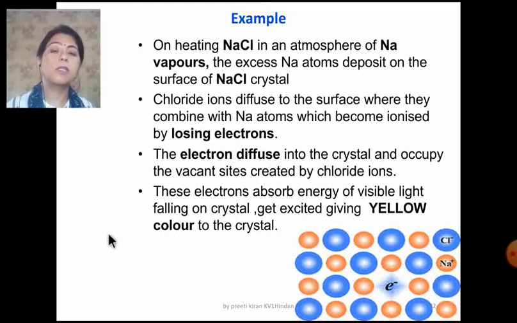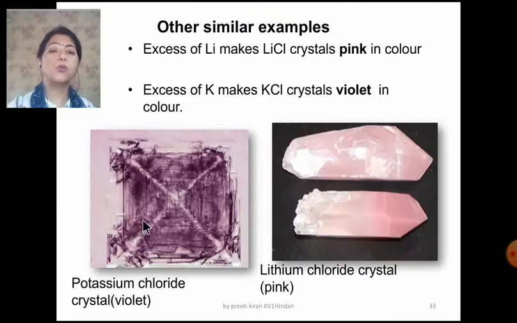This is a common question which is asked in the exam. Why is common salt yellow in color? And you have to write it is due to the presence of the F centers. And due to the same reasons, the lithium chloride crystals are pink in color and the potassium chloride crystals are violet in color.